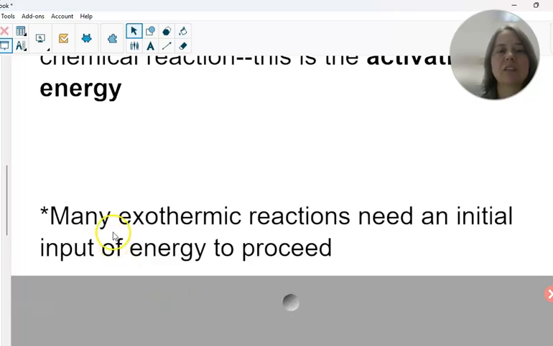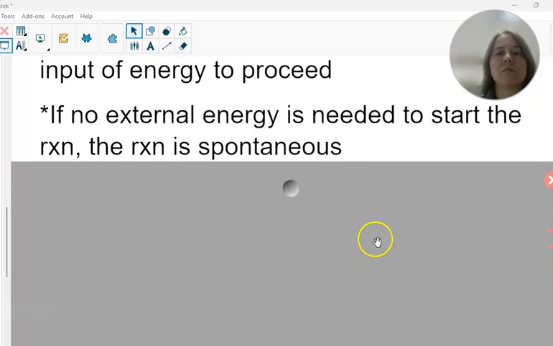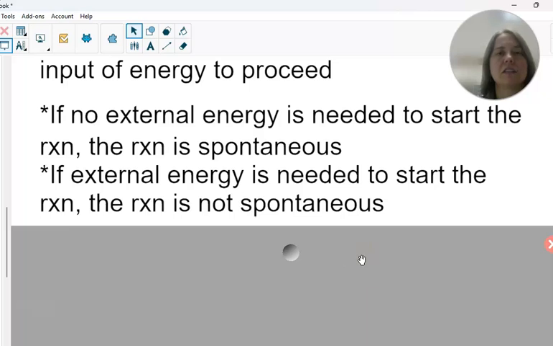And please write this down. Many exothermic reactions need an initial input of energy to proceed. And some of them, most of them need some energy, not all. So if no external energy is needed to start the reaction, it is spontaneous. But many are this type where some external energy is needed, so the reaction is considered not spontaneous. So the difference between spontaneous and not spontaneous is one needs external energy and the other one does not.